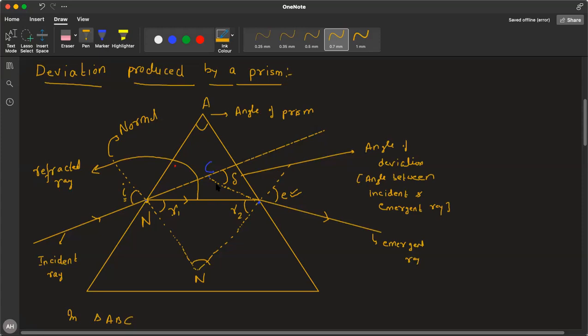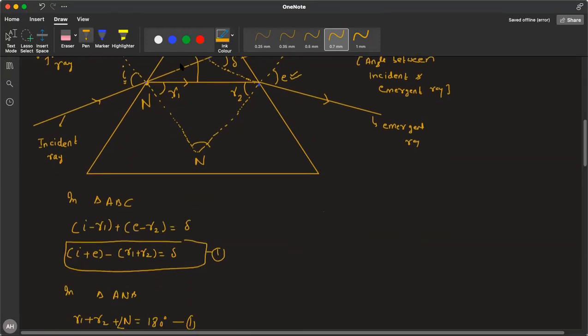Just tell me once you have drawn this ray diagram. Done, sir. Noted? Yes, sir. Now let's start the calculation first. Rub it off.